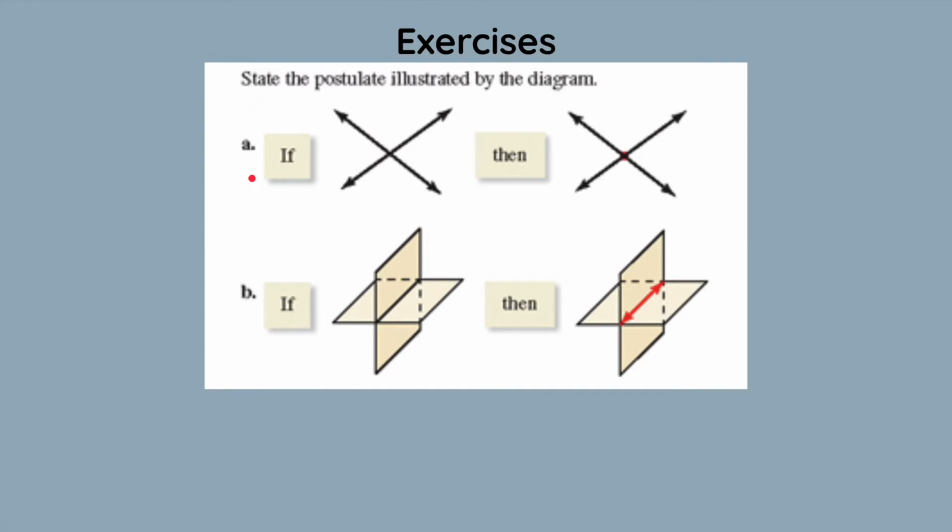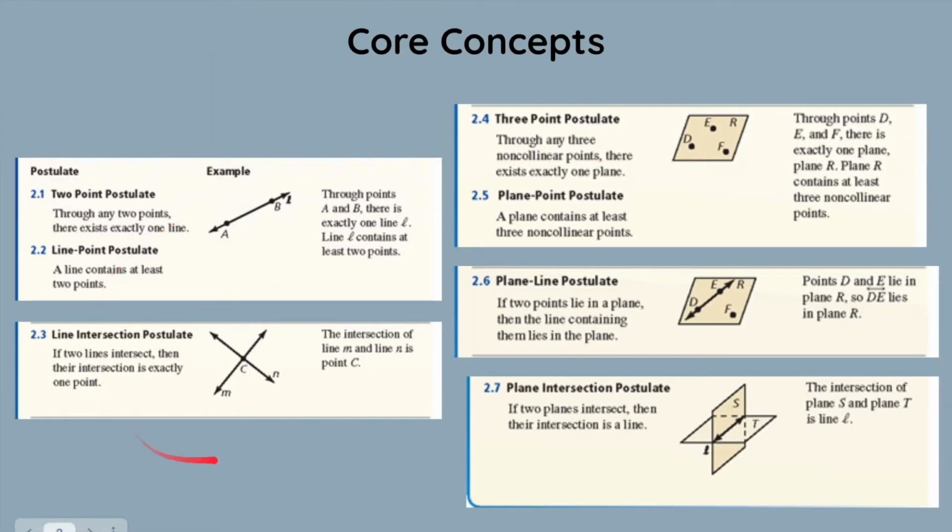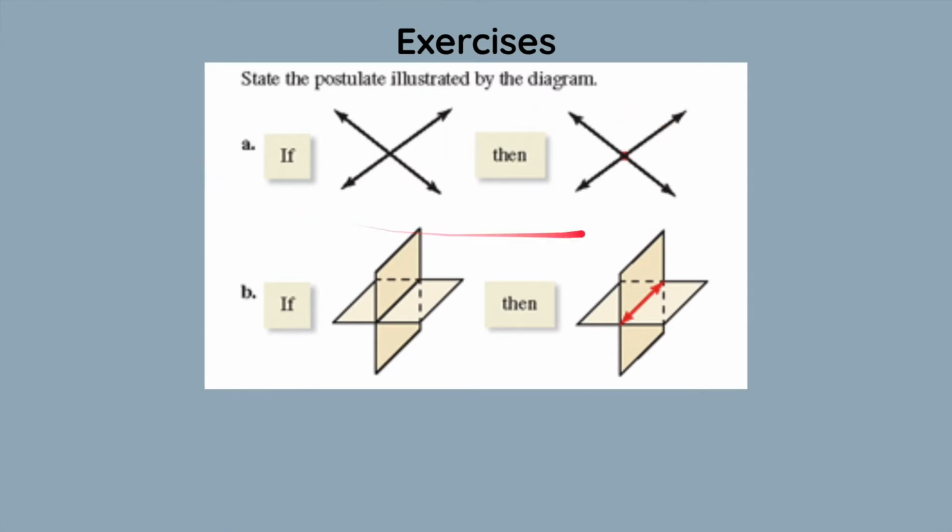So we have A, if 2 lines are crossing each other, then, and then it's the same image but just with 1 point. If we look back at the previous slide with all of our postulates, we can automatically see that this visual representation is really similar to the one in the problem. And if we read it, if 2 lines intersect, then their intersection is exactly 1 point. That correlates to this problem.